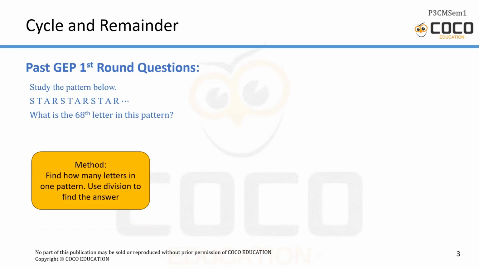Like our question is star, star, repeater. So every pattern, we have 4 letters, right? So 4 letters in one pattern. In order to find the 68th letter, we must use the division, 68 divided by 4, which equals 17. And this is no remainder, correct? So no remainder, don't do it wrongly, it's not S.